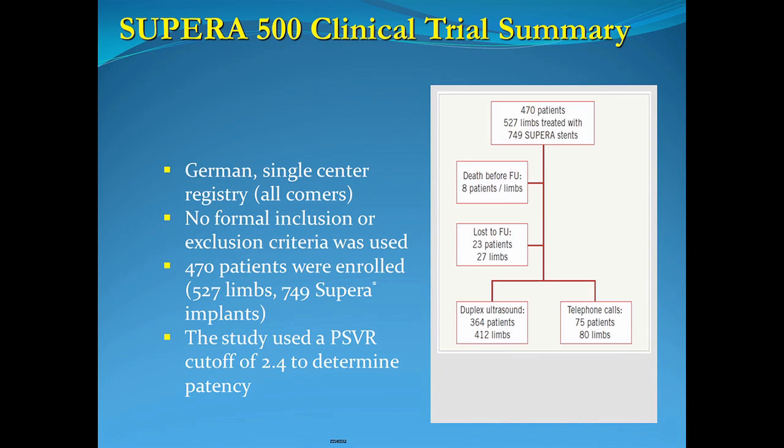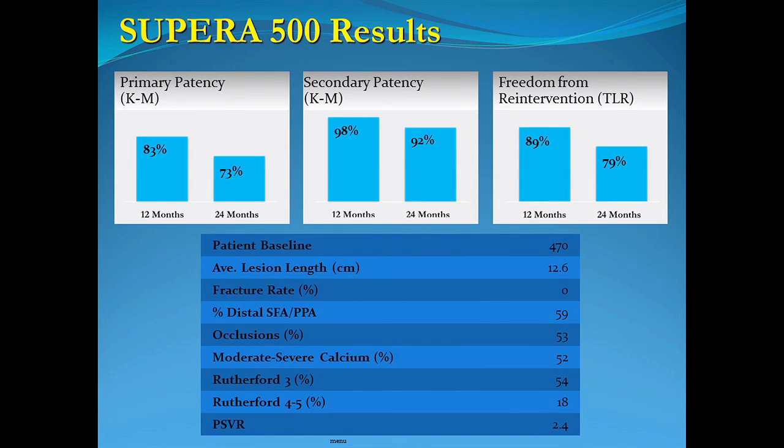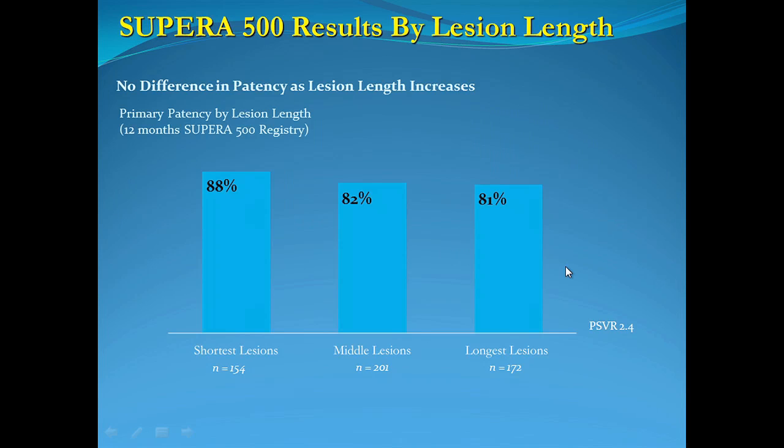Supera 500 is a German single center registry including 470 patients with 749 Superas being implanted. And you can see again a primary patency of 83% with a secondary patency of 98%, and the average lesion length here is 12.6 centimeters. And again this is the graph where they have divided the lesions, and for the long lesions, with 172 patients, there is 81% primary patency, and the patency remains significantly good.